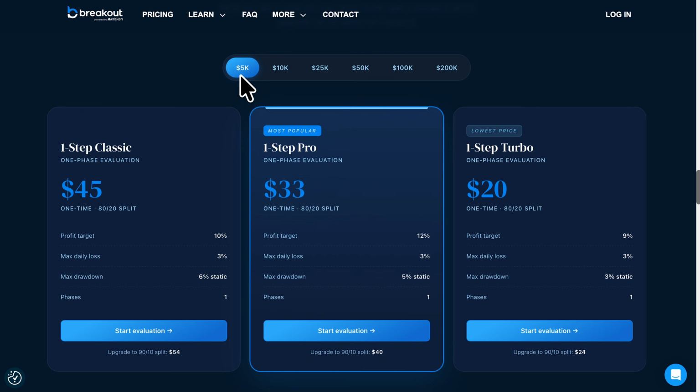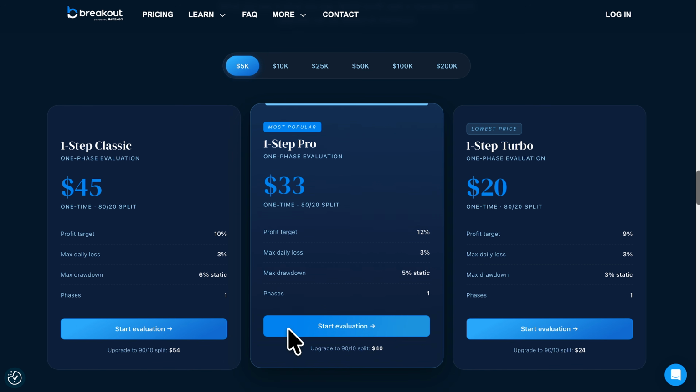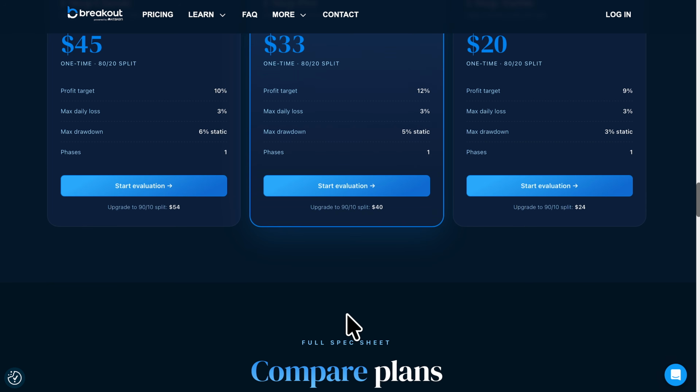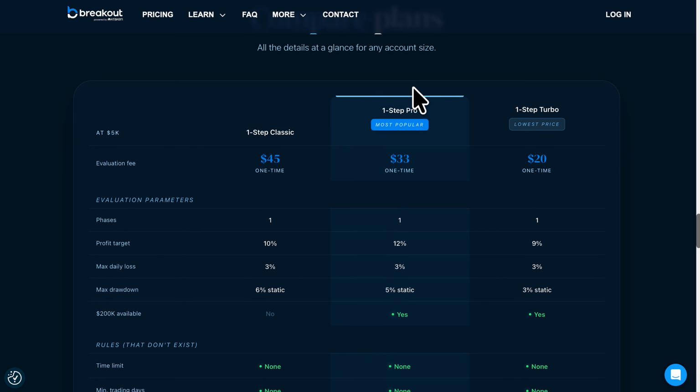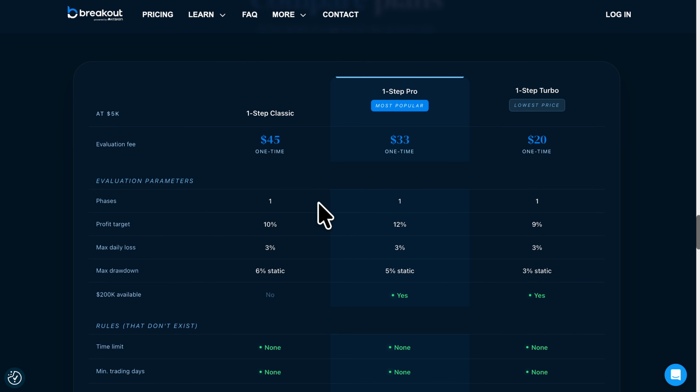Now, once you click on the account you want to get, you can go ahead and get it. But if you want more information on the rules and other details, keep scrolling down to where you have compare plans. This is where you can see the detailed information about the rules for the different accounts at 5K. This is for 5K because we selected 5K. So at 5K, these are the 3 different accounts you can get. You have the one of $45, you have the one of $33, and you have the one of $20.